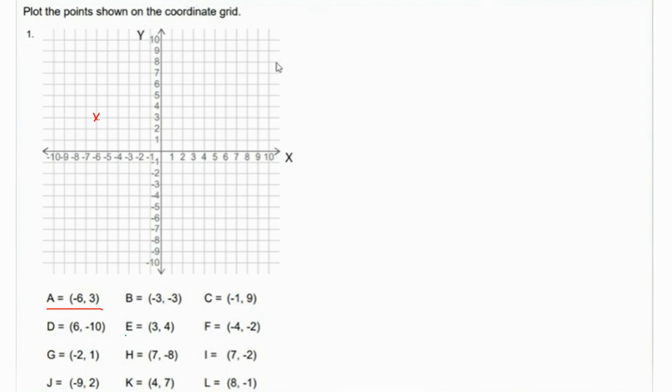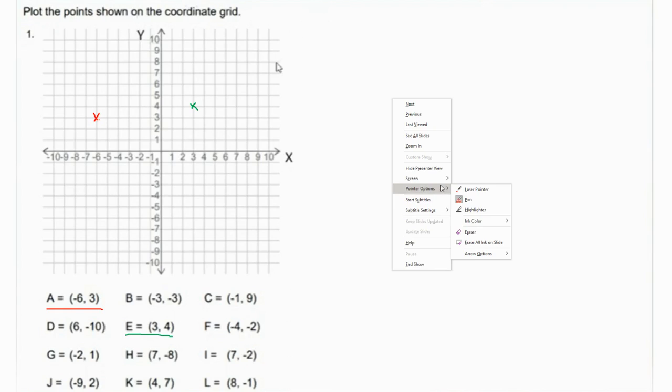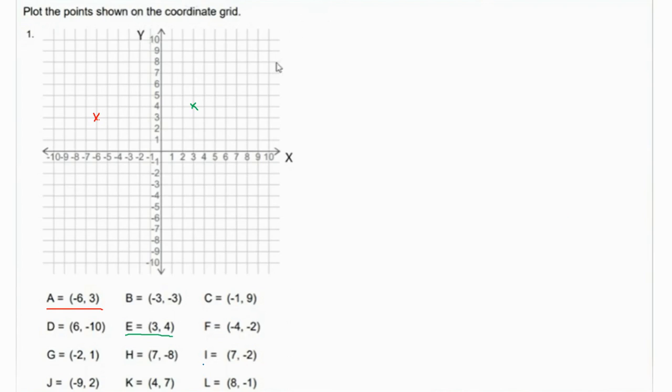So if you wanted to do E, for example, E would be you go over 3 and then you go up 4. And so E would be right there. And then, because all good things come in threes, if you wanted to do I, for example, that would go over 7 and then down 2 on the y-axis. So that would go right here.